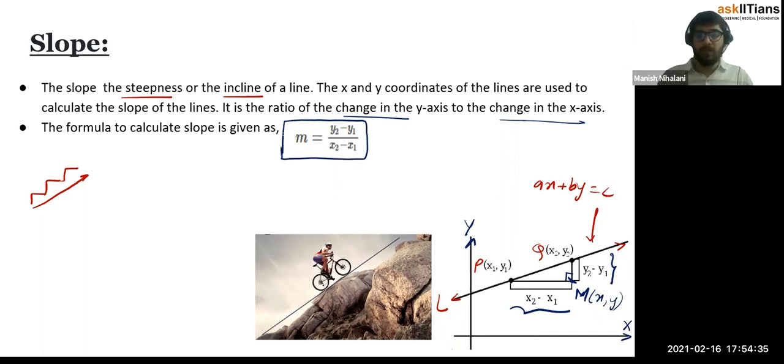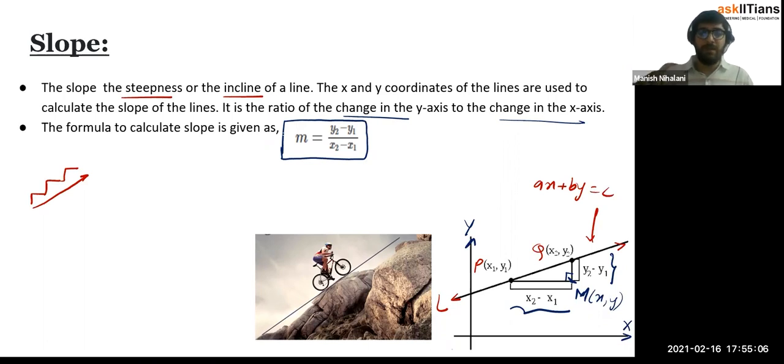Now someone could say, sir, what if I am considering the coordinates of P as x2 y2 and coordinates of Q as x1 y1? In that case also the formula will not change. It will remain the same because you are taking the ratio. So your minus minus will get cancelled. You would get the same answer, because we are just interested in finding the steepness of the line, right? How much steep or how much flat the line is. So that is why this slope formula is used.